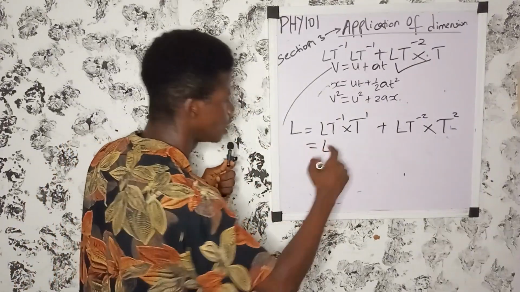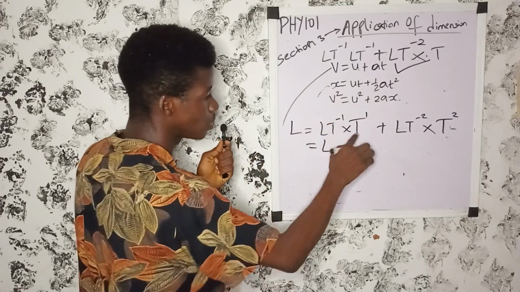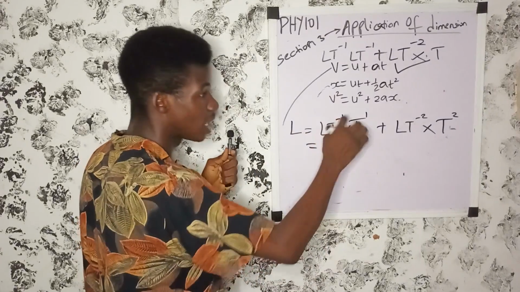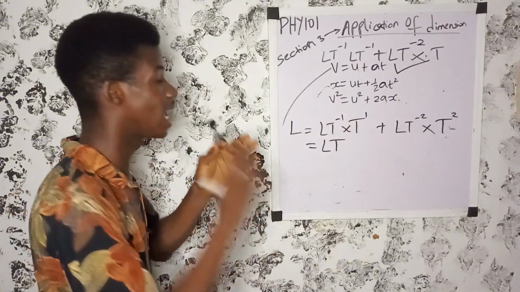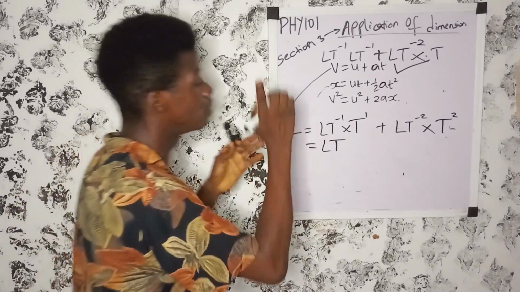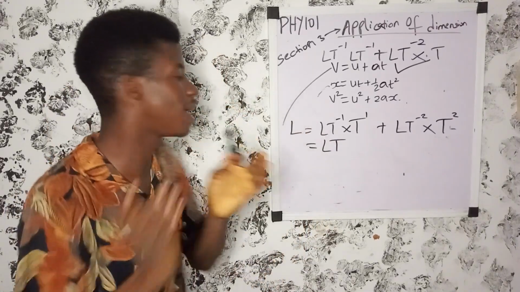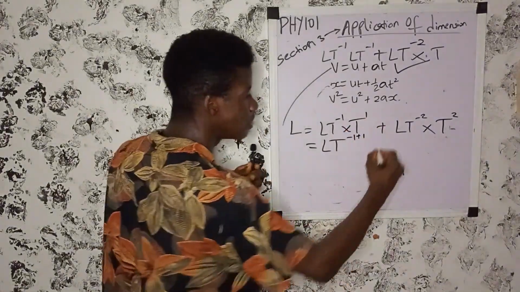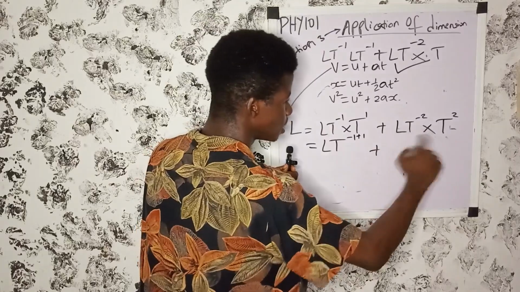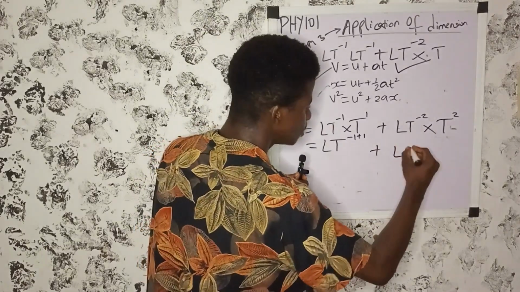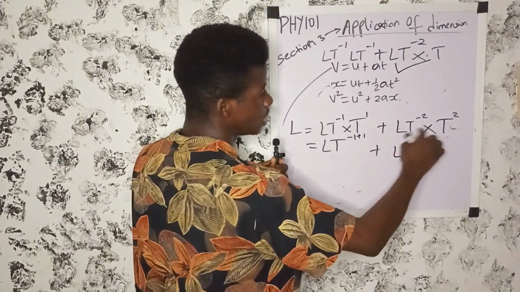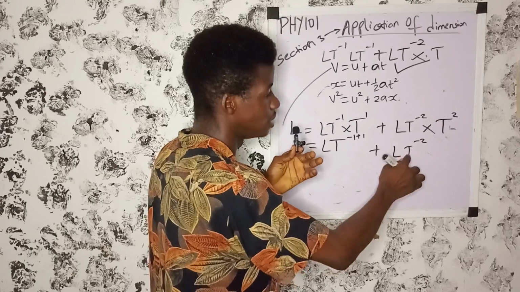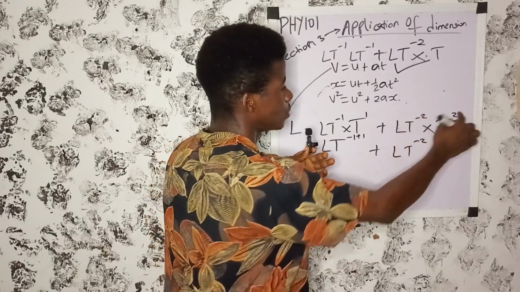So we bring out L, then T raised, based on the fact that these two are the same base, we bring out one of the base, then minus 1, and since they are the same base and they are multiplying each other, we add their powers together. So minus 1, then plus 1, then plus this one, these are multiplying each other as well. LT, this one minus 2. Now, based on the fact that these two bases are also the same and they are multiplying each other, we bring out one of the base, then we add their powers together.